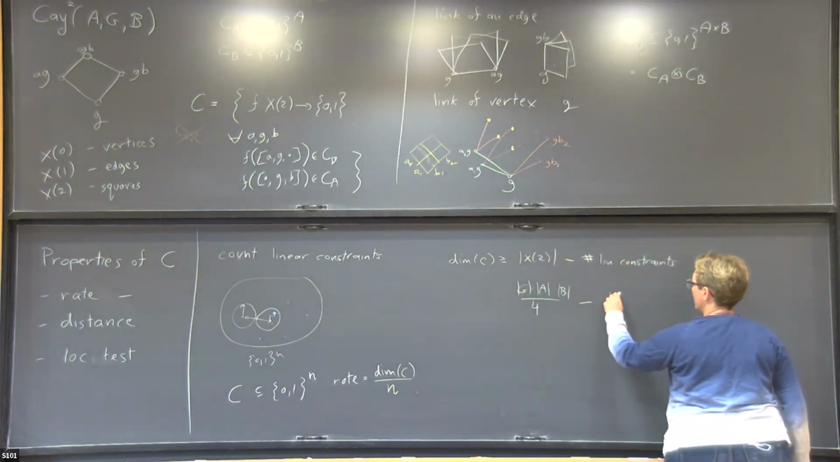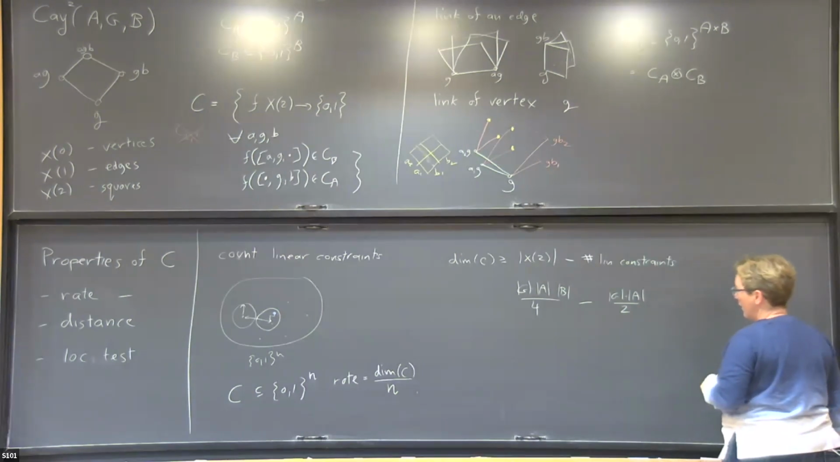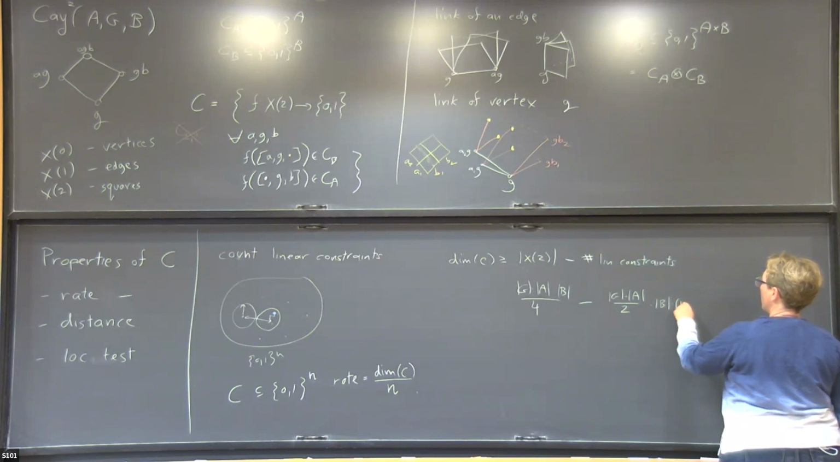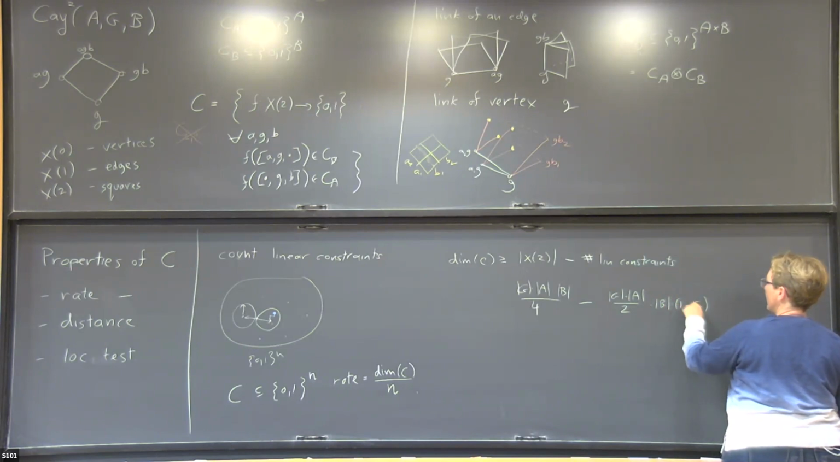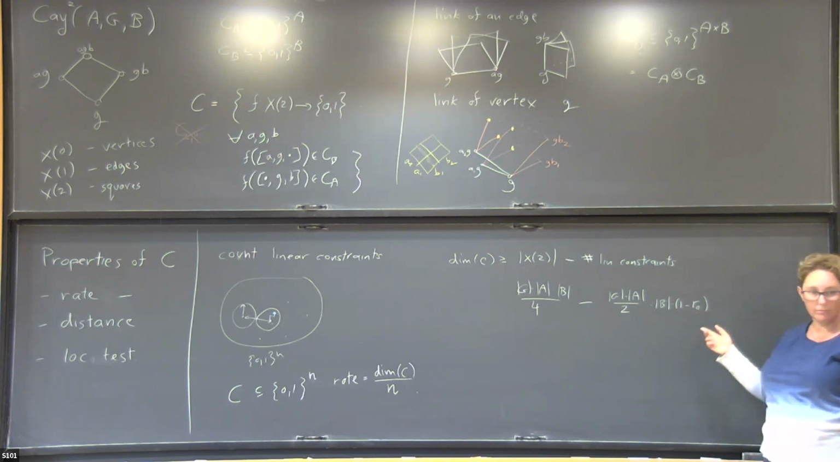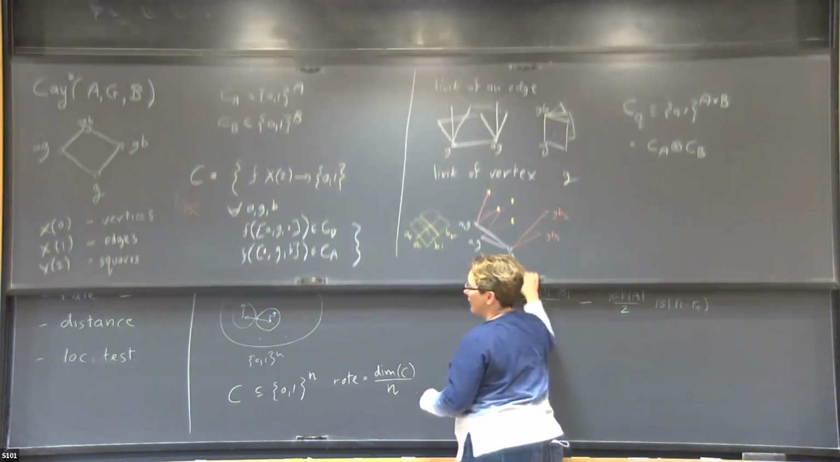Okay, so it's G. How many edges do I have of the A type? I have G times A over 2. And now for every A edge, I have B times 1 minus R naught. Maybe you should say that CA and CB have rate R naught and distance delta naught. Right, let me actually write that.